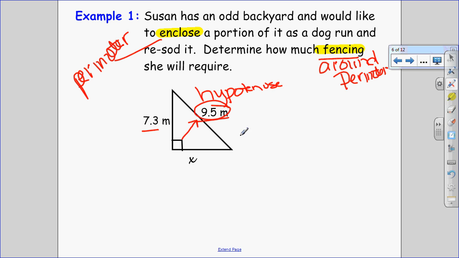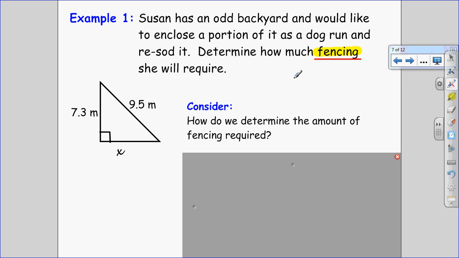So I can start off by writing 9.5 and squaring it, and then put the equal sign, because the hypotenuse is always the side that stands alone. And then I have 7.3 squared plus x squared. And I get out my handy dandy calculator. We talked about this.